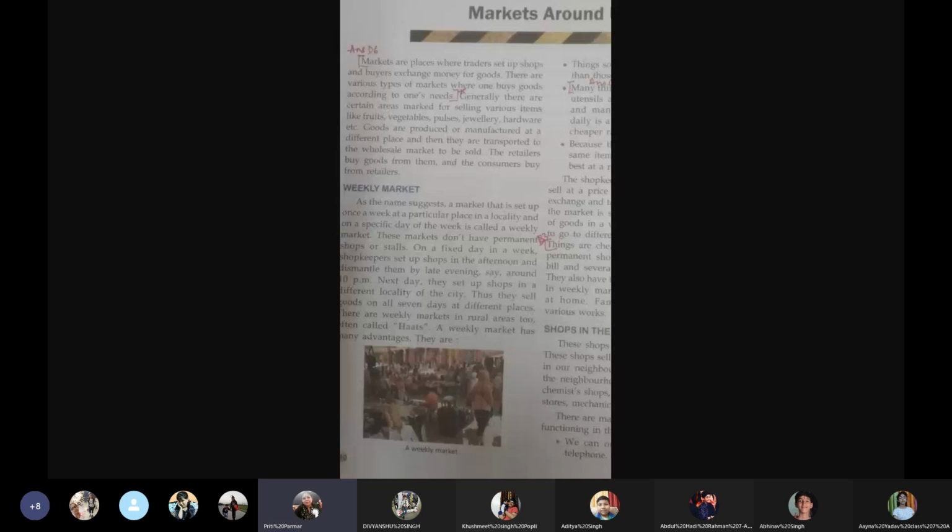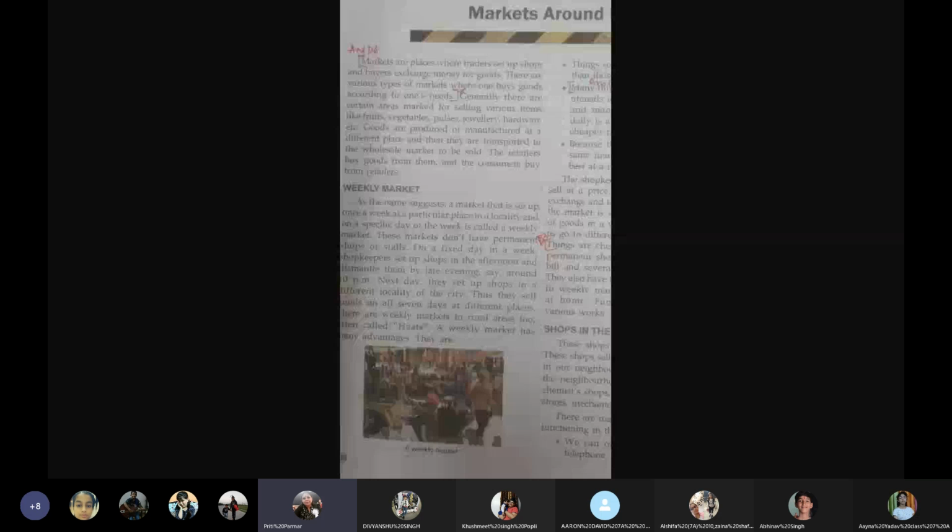Markets are places where traders set up shops and buyers exchange money for goods. So, obviously, the people who are involved in the business are called traders, who trade the things and in exchange they get the money. So it is basically an interaction between the traders and the buyers, and they take the things in exchange for the money for whatever goods they are buying. They take the item and in return they give the money to the traders who are selling those items.